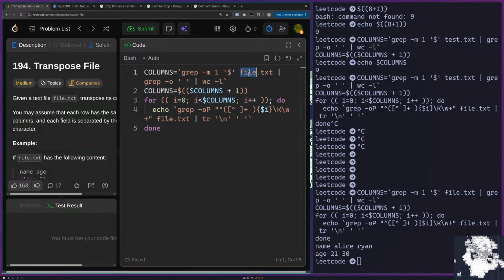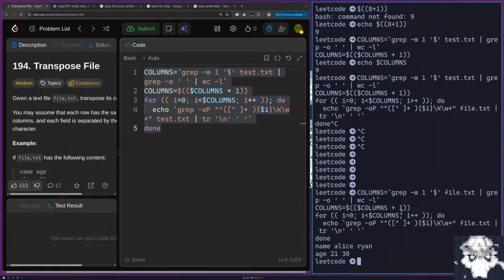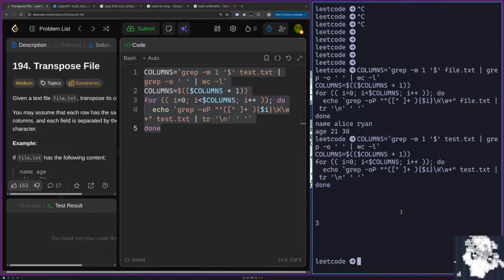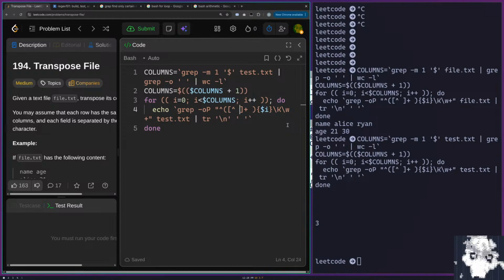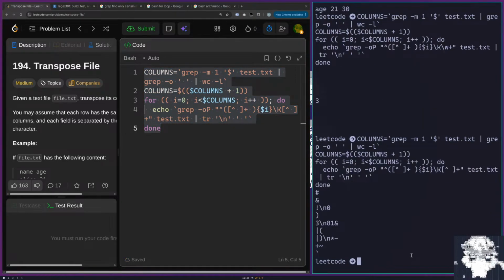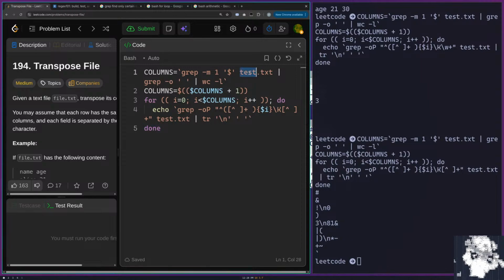And on the new input, test, test. That's not the right answer on the new input. Oh, but that's because I still have this /w. So here I guess I want, give me everything that's not a space. Okay. Replace the tests with file and resubmit.